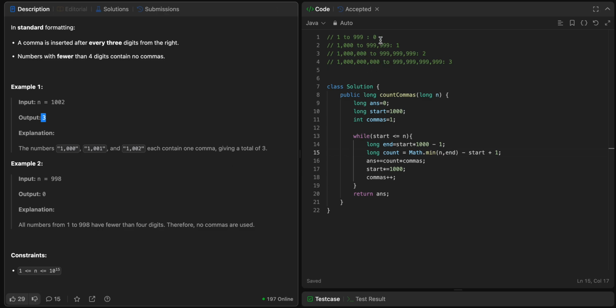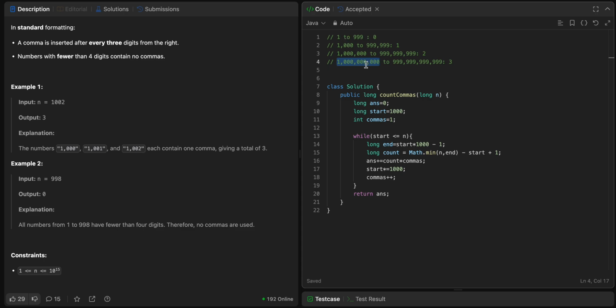Now let's understand. Here you see I'm dividing the numbers into ranges. First we have 1 to 999, and the answer is going to be 0, no commas. From 1000 to 999,999, it's going to be 1. So any number in this range will have only 1 comma. In the next range, each number will have 2 commas. Similarly, in this range, each number will have 3 commas.